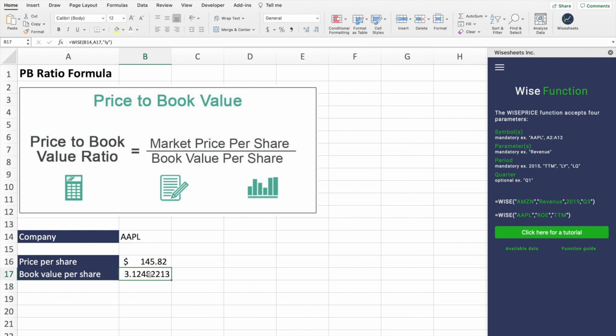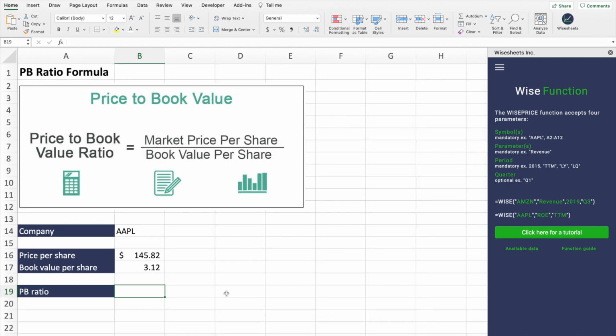And then as you can see, we get the exact same value. We're gonna round it. And now in order to get the price to book value ratio, or the PB ratio, what we're gonna do is very simple. We're gonna take the market price per share and divide it by the book value per share. So in this case, the PB ratio is 46.66.